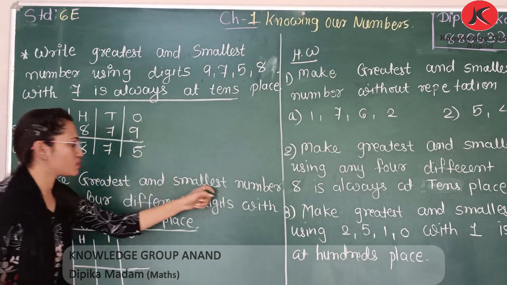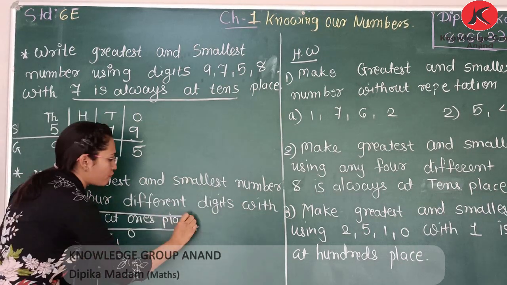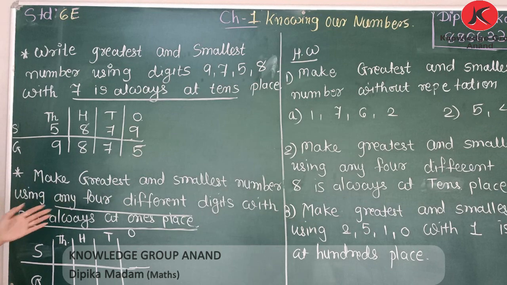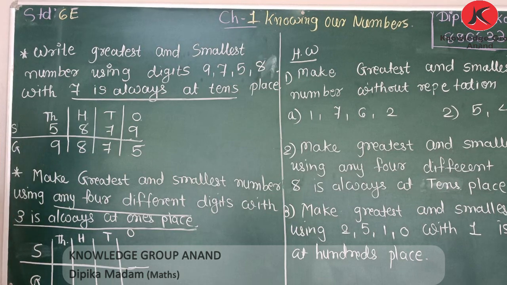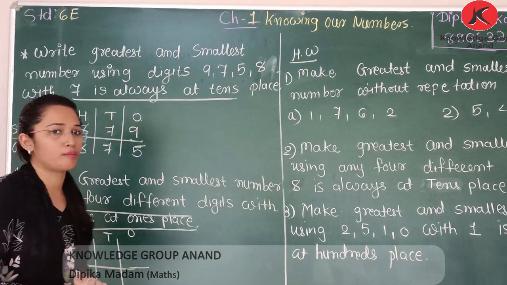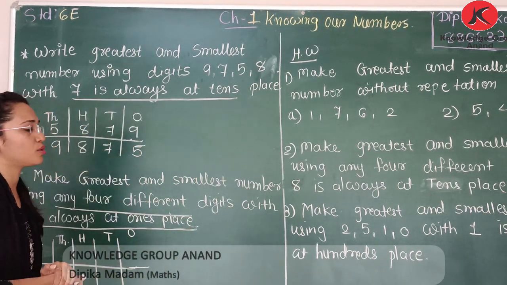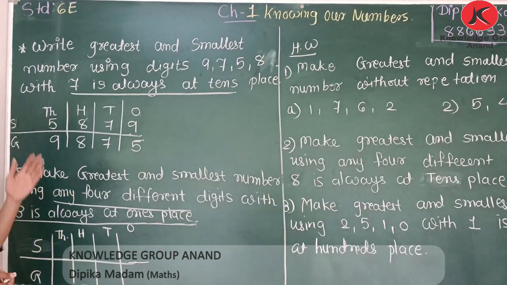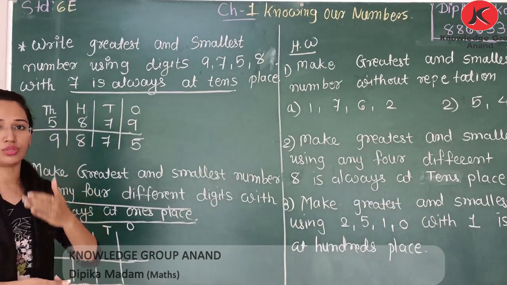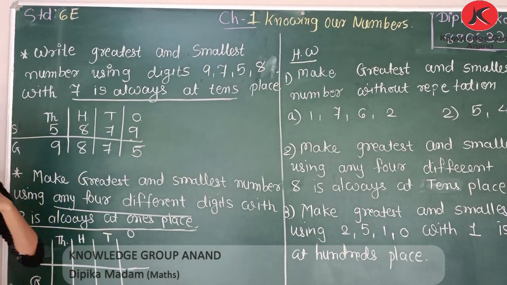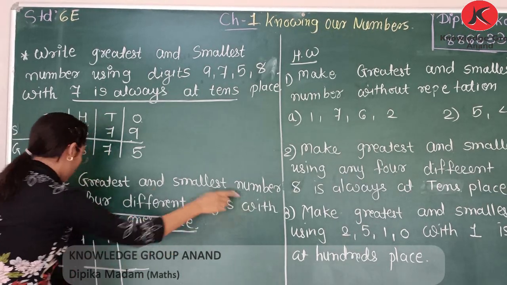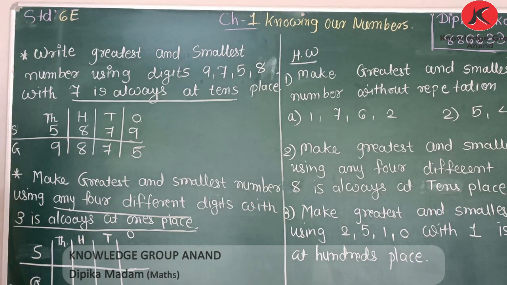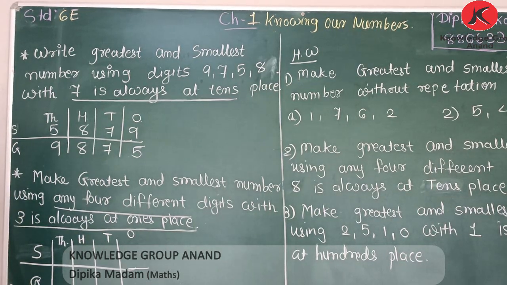One more example is there. Make the greatest and smallest number using any 4 different digits. Now in this question, digits are not given. So again we can use any digit from 0 to 9. 0 to 9 માંથી કોઈપણ digit use કરાય. But as I said, for the smallest number you need to use numbers from the start, and to get the greatest number you need to select numbers from the last. Means smallest number માટે 0, 1, 2, 3 થી start કરવાનું અને greatest number માટે 9, 8, 7, 6 થી start કરવાનું. Okay, using any 4 different digits with 3 always at the ones place. Means જે પણ number બનાવો પણ એનો ones digit 3 જ હોવો જોઈએ.